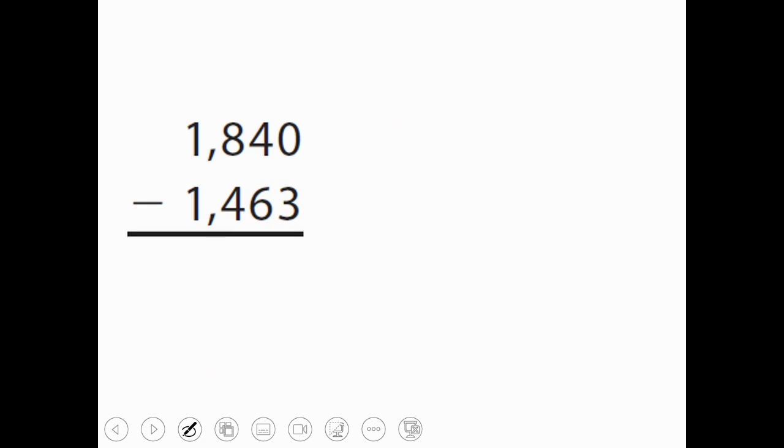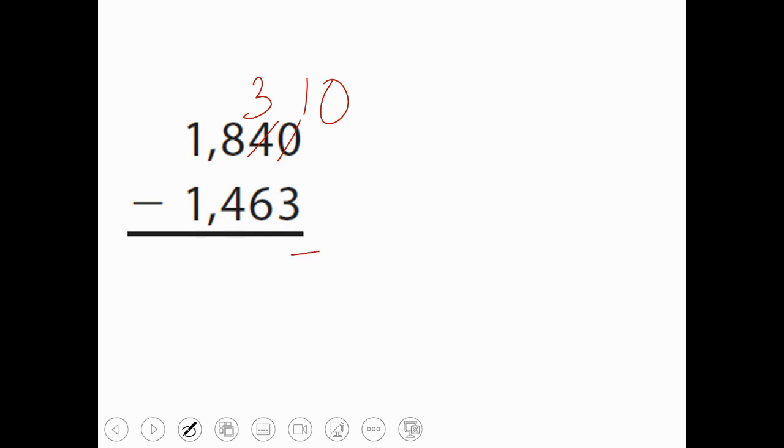Again though, if I can't subtract, I'm going to have to borrow. So I'm going to come over to the 4, cross off that 4. That 4 becomes a 3. Remember though, I'm borrowing 1, but I'm bringing it over as 10. So this 0 becomes a 10, because 0 plus 10 is 10.